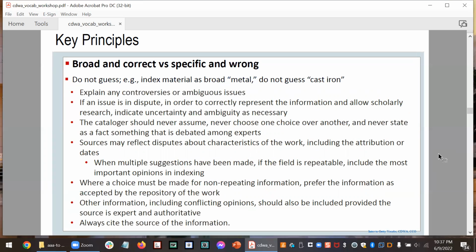Remember that broad and correct is better than specific and wrong. So don't guess when you're filling in values for indexing, and always explain controversies and ambiguous issues. There's some advice on this.